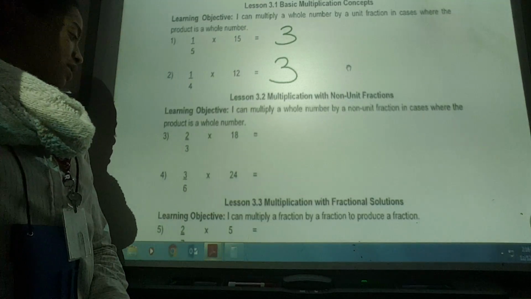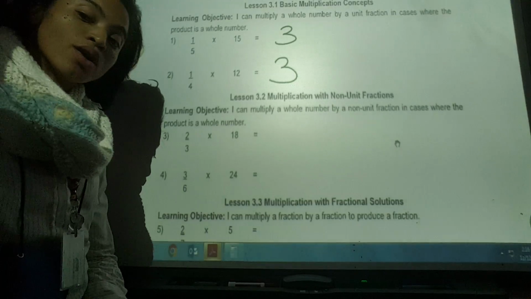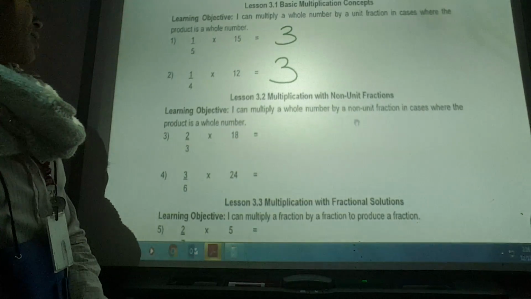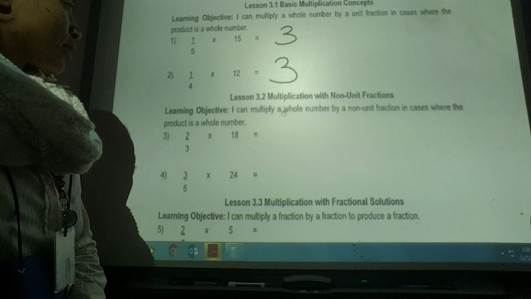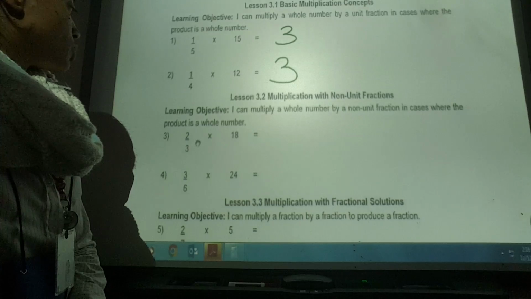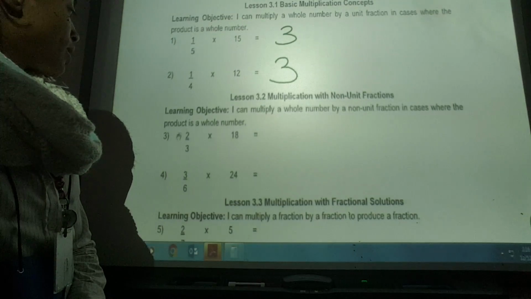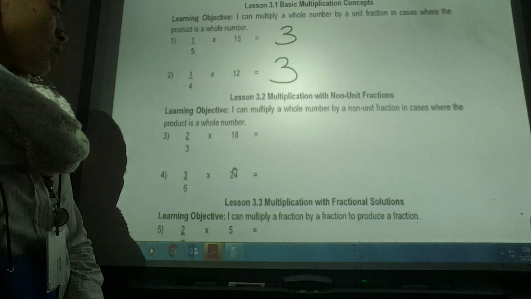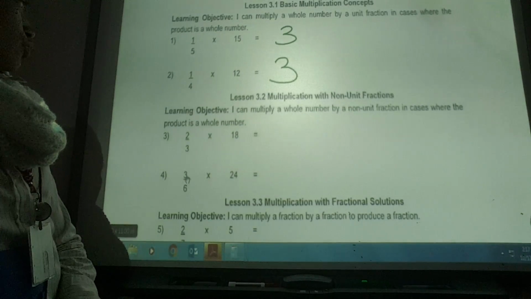Okay, so that's our objective number 1. All right, let's move on. Hopefully you did really well on that. So the next one, let's see if we can meet this objective. I can multiply a whole number by a non-unit fraction in cases where the product is a whole number. So here we have a whole number, and here we have a non-unit fraction. Once again, on number 4, we have a whole number, and we have a non-unit fraction.